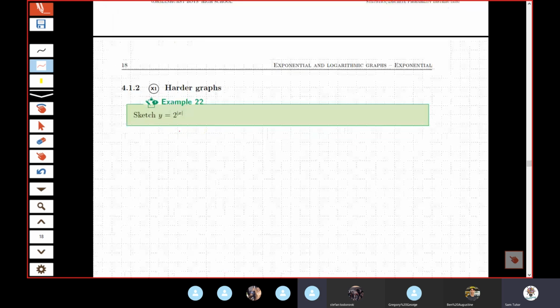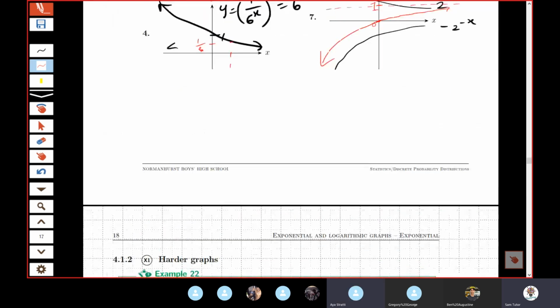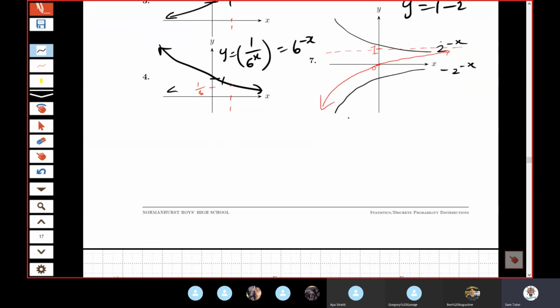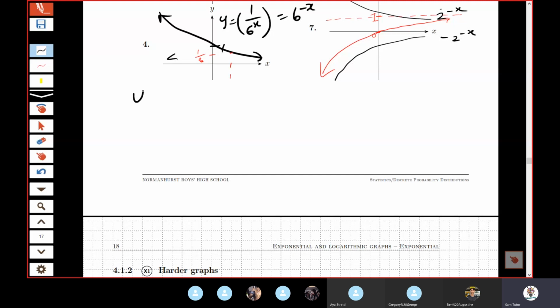Wait, Sam, can you go through that last one again? Sorry. You want to do a different example, or you want to do that exact one? Can we try a different one? Mm-hmm. So try to see if you guys can draw this one.